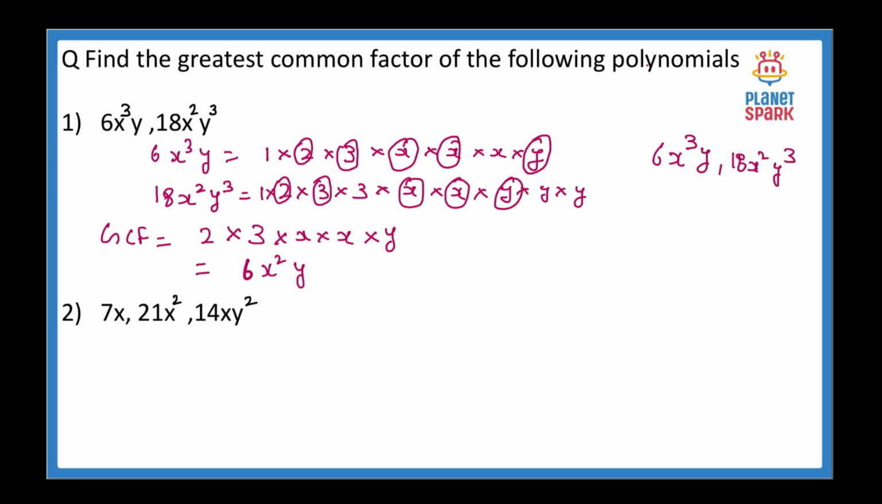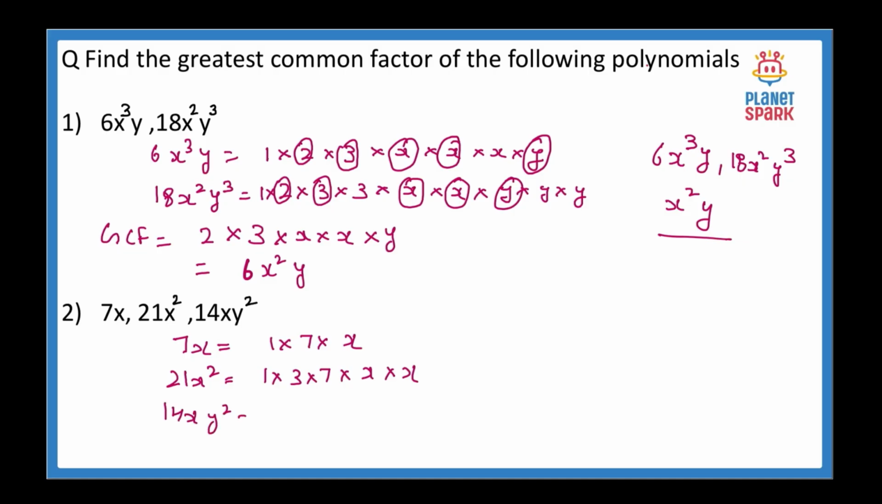For the variable parts, just take out the smallest degree of the variable common. Now x³y and x²y³: x² and y are the smallest degrees out of both, so we'll just take out the smallest degree common. Next is 7x, 21x², 14xy². Now 7x can be written as 1 into 7 into x. 21x² can be written as 1 into 3 into 7 into x, and 14xy² can be written as 1 into 2 into 7 into x into y.